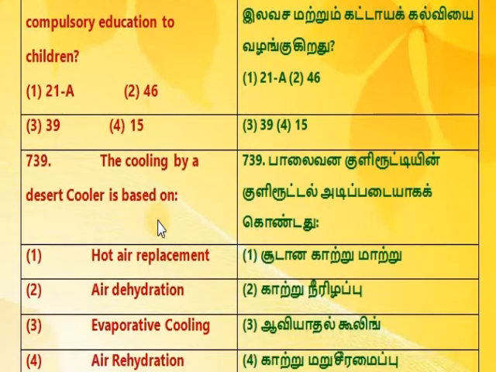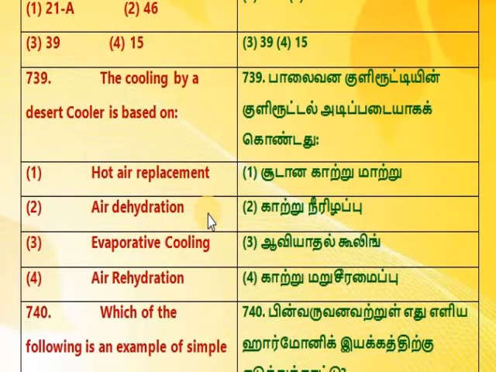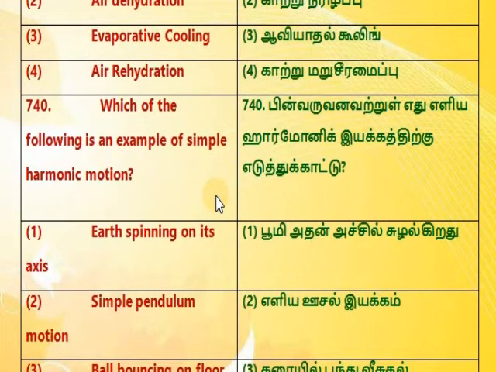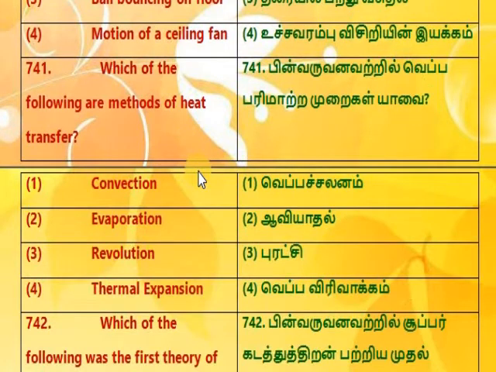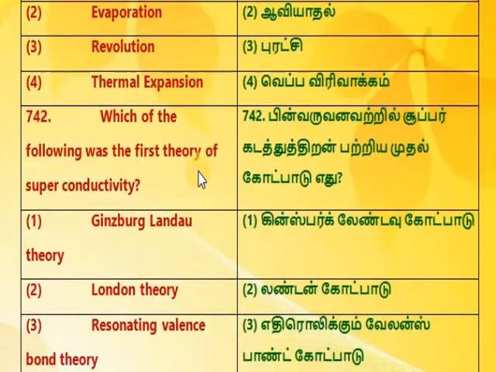739. The cooling by a desert cooler is based on 1. Hot air replacement, 2. Air dehydration, 3. Evaporative cooling, 4. Air rehydration. 740. Which of the following is an example of simple harmonic motion? 1. Earth spinning on its axis, 2. Simple pendulum motion, 3. Ball bouncing on floor, 4. Motion of a ceiling fan. 741. Which of the following are methods of heat transfer? 1. Convection, 2. Evaporation, 3. Revolution, 4. Thermal expansion.